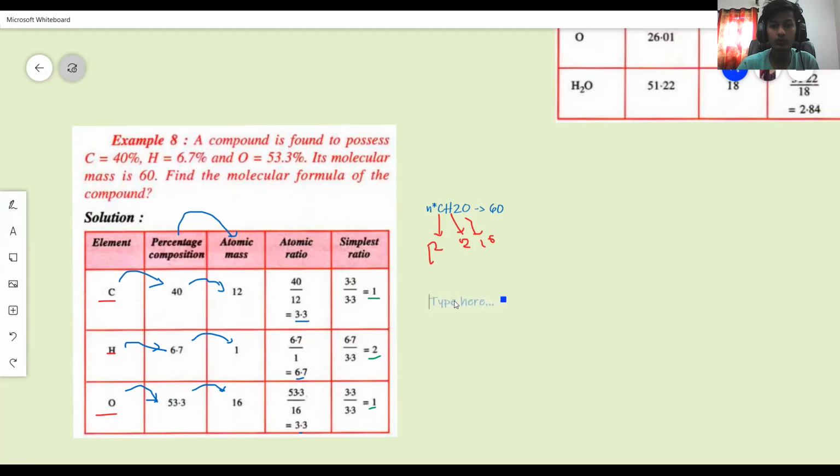If n is equal to 2, then what will the molecular formula be? C2H4O2. This will be the molecular formula.